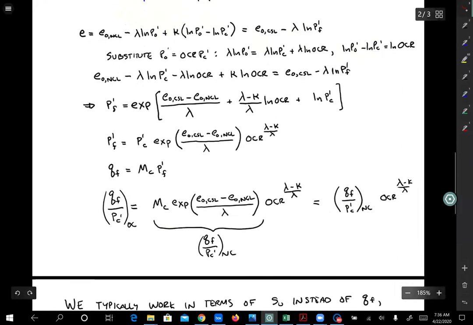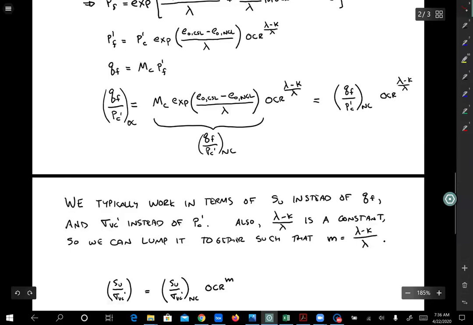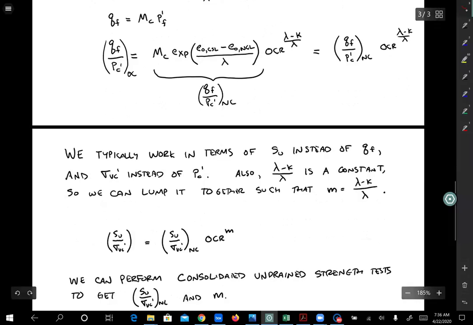We can do that. The other thing is that we usually work in terms of undrained strength instead of the deviatoric shear stress invariant at failure. And we usually work in terms of vertical effective stress, sigma VC prime, that's the vertical consolidation stress, instead of PC prime, right? We don't often calculate K naught, or you could estimate it easily enough, but just for convenience, we tend to work in terms of SU and sigma VC prime instead.